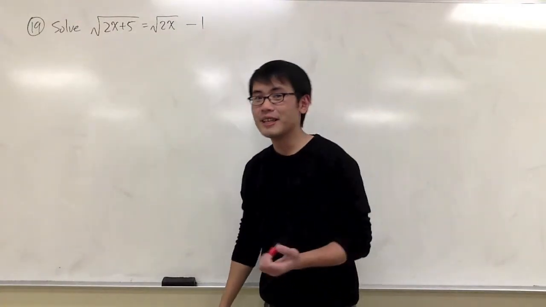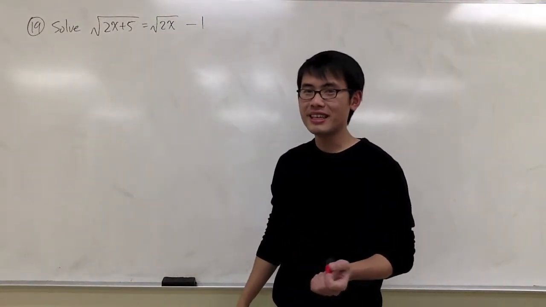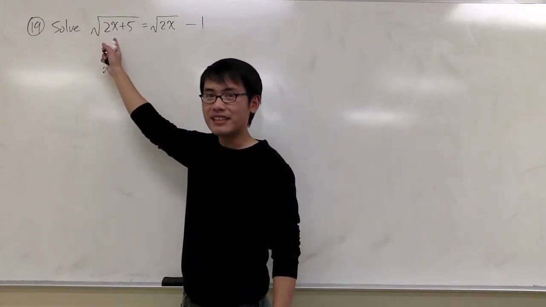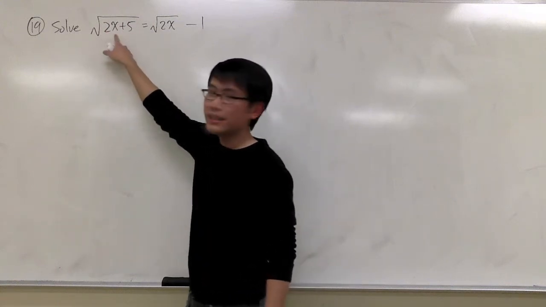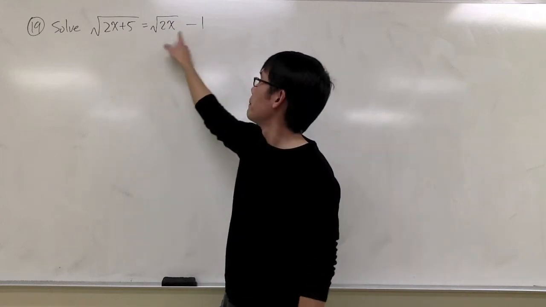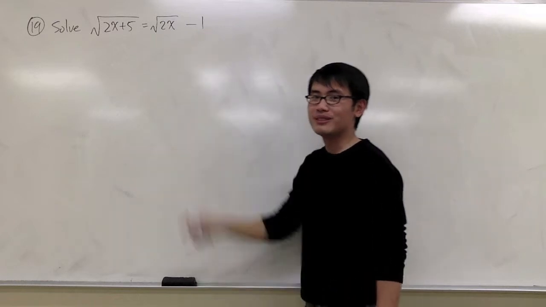Okay, question number 19. We have an equation with two square roots. First of all, we already have one of the square roots by itself on the left-hand side, right? The square root of 2x plus 5 equals the square root of 2x. The minus 1 is outside of the square root.